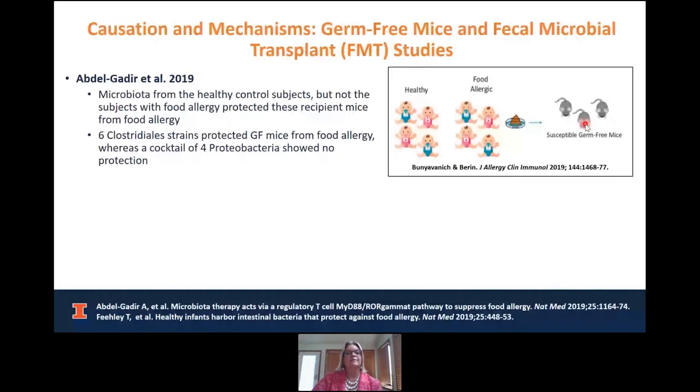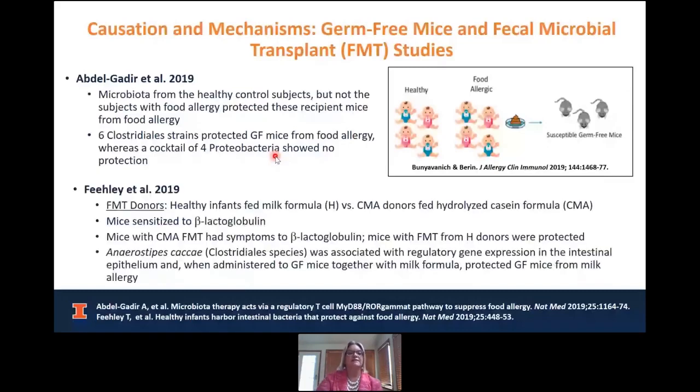And then they showed that a cocktail of 6 Clostridiales protected the germ-free mice. So this was a full fecal transplant, and these are specific bacteria, whereas proteobacteria did not. So again, just pointing to some aspect of these Clostridiales. And this was a study from Kathy Nagler's group at the University of Chicago, which got a lot of press. She took fecal microbial transplants from infants fed a milk formula versus those infants with a cow milk allergy that were being fed a hydrolyzed formula.